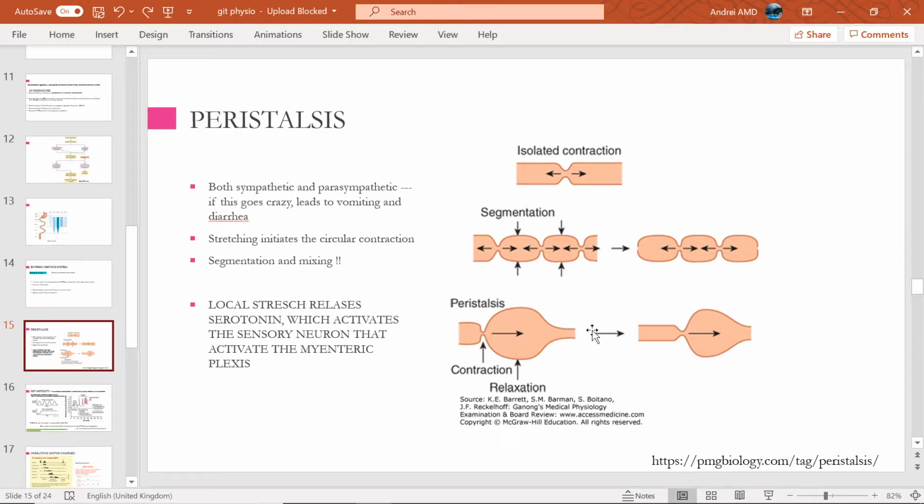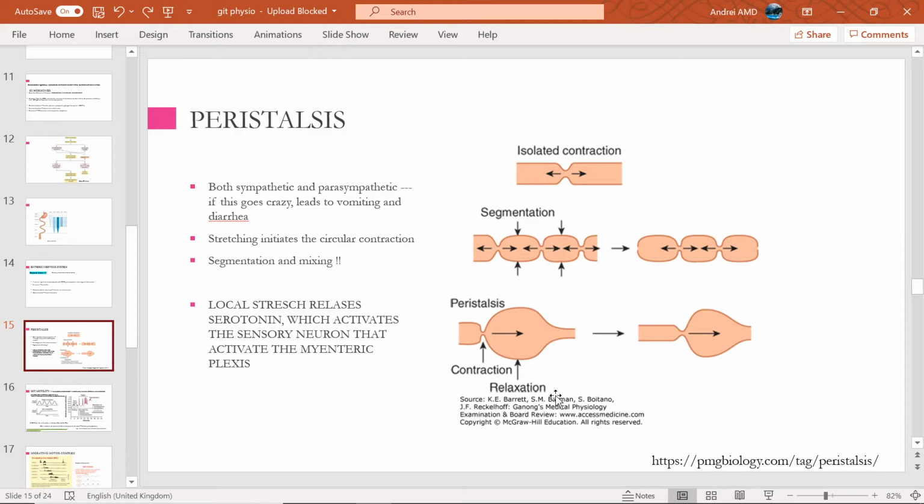And what else should I say? You can probably imagine this contraction is done by the circular muscle, and this whole movement is done by the longitudinal muscle. So imagine all the longitudinal muscle in the intestine shortens or contracts. It makes the GI very short. And if it relaxes, vice versa. Whereas the circular muscle just contracts at that point so that it pushes the food forward.